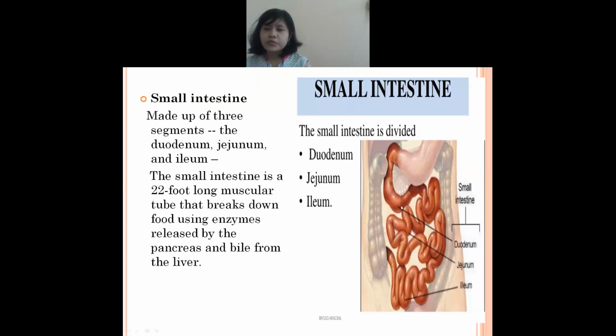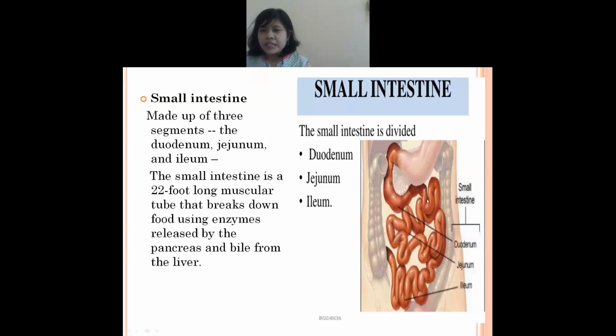So this small intestine, you can see that it is divided into three parts: the duodenum, the jejunum, and the ileum. And you will find that the length of the small intestine, how long it is, is 22 feet long.